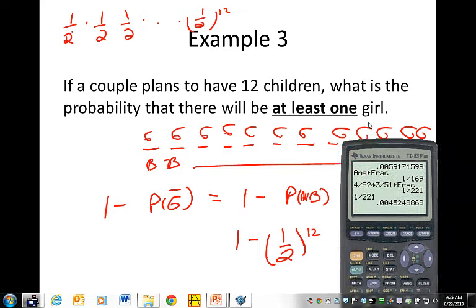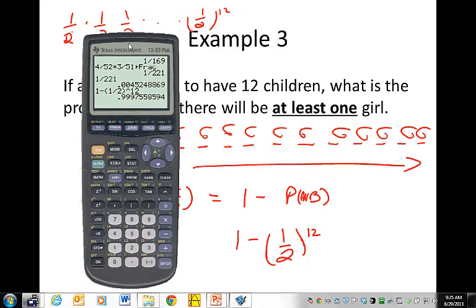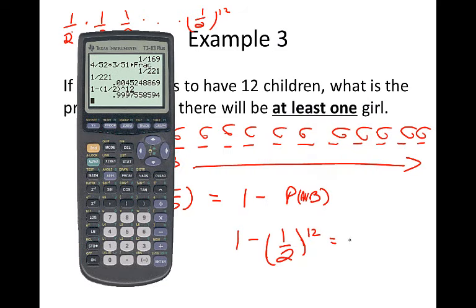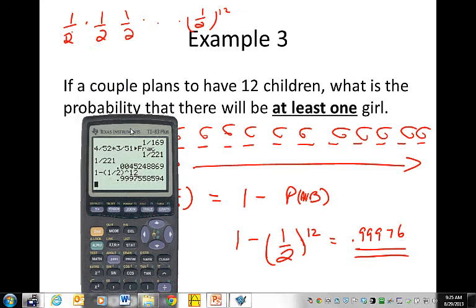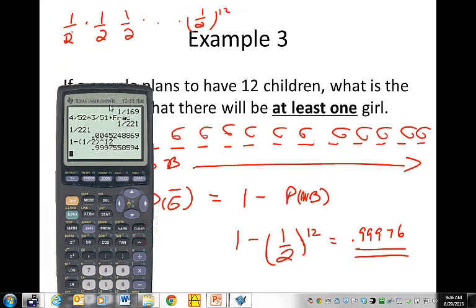So let's put this on the calculator. So 1 minus, we'll use parentheses here, 1/2 raised to the 12th power. So it's pretty likely we would expect this, right? I mean, they have 12 kids that have at least one girl. We get about 0.99976. So very likely to get at least one girl. Be similar to saying getting at least one head when you toss a coin 12 times, or at least one tail.